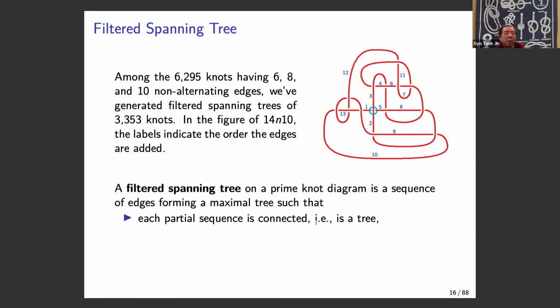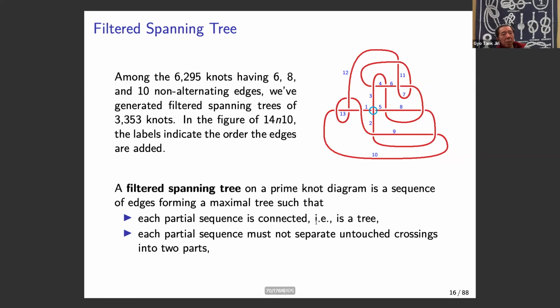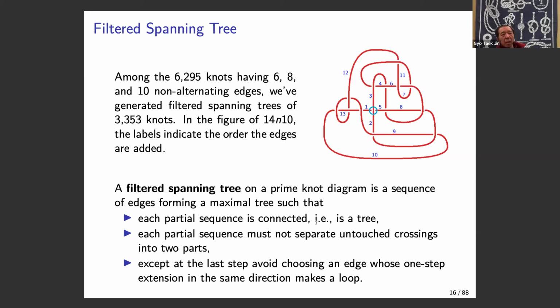A filtered spanning tree on a prime knot diagram is a sequence of edges forming a maximal tree with the following conditions. Each partial sequence is connected, so at every step it's a tree. Each partial sequence must not separate untouched crossings into 2 parts. And except at the last step, avoid choosing an edge whose one-step extension in the same direction makes a loop.